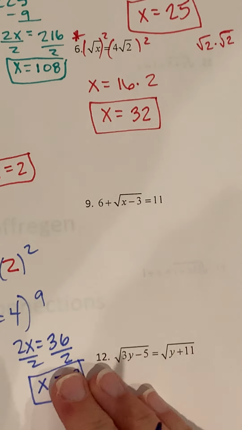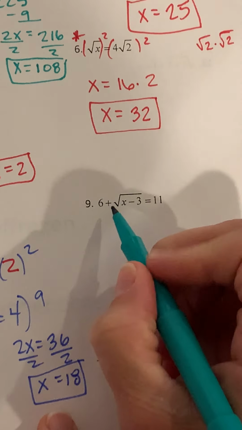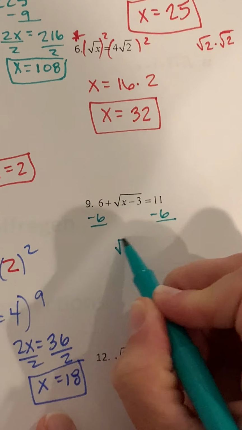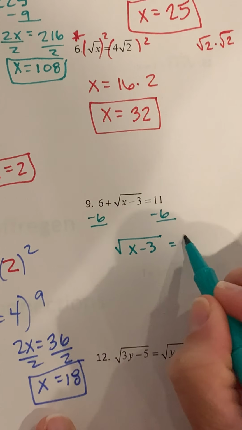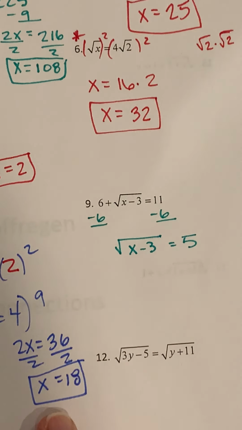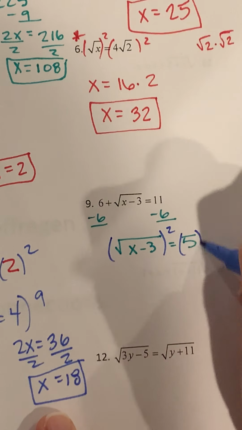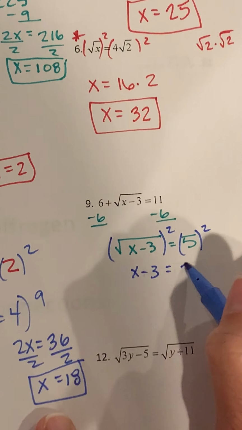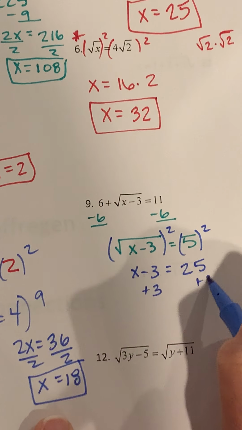All right, number 9, ready? All right, we got to get this guy by itself, so I need to get rid of the 6. So I'm going to minus 6. So I have the square root of x minus 3 equals, what's 11 minus 6? It's 5. Good. Now I square both sides. Square, square, and I get x minus 3 equals, what's 5 squared? Yes, 25. All you have to do for here is just add 3, add 3.